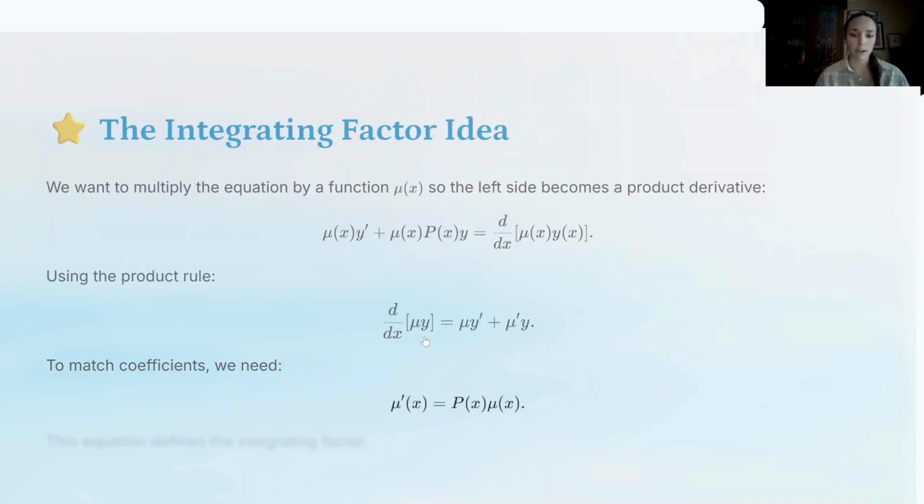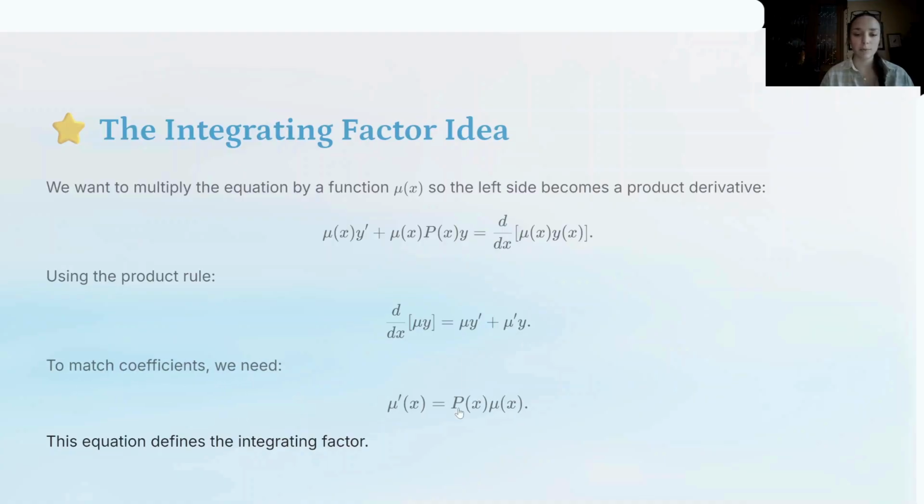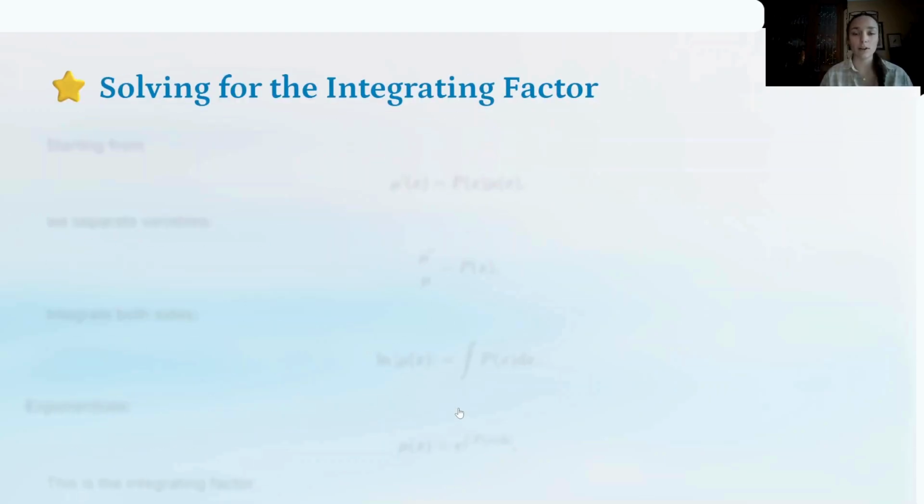In order to match our solutions, we have that mu prime equals p of x times mu of x. This equation actually defines what our integrating factor is, because mu is going to be our integrating factor. Since we have mu prime here, we have to integrate in order to solve for it. So we're starting with mu prime equals p of x times mu of x.